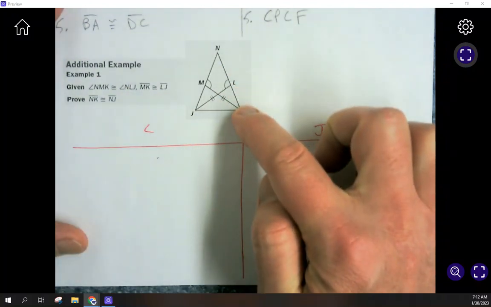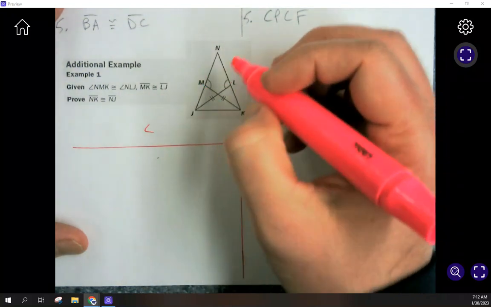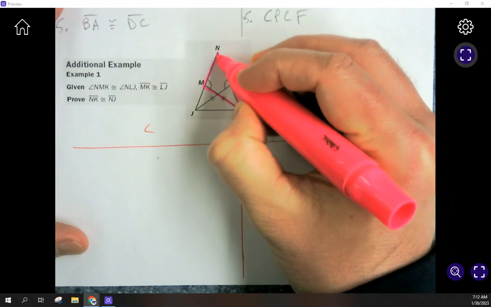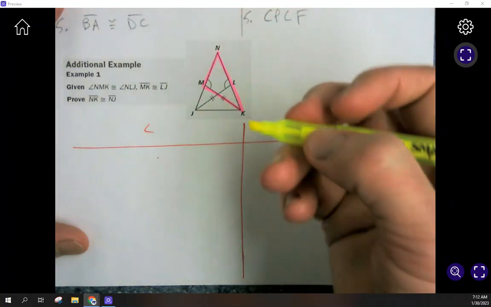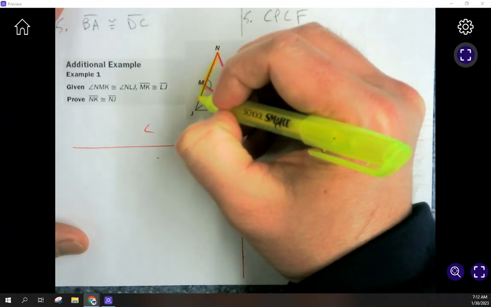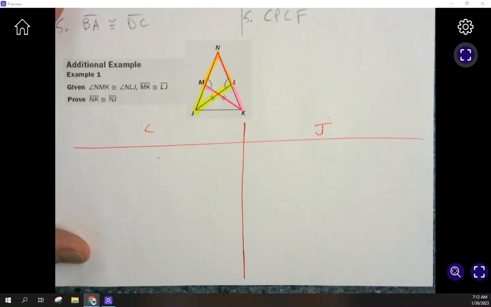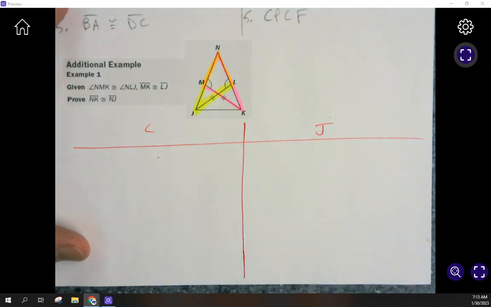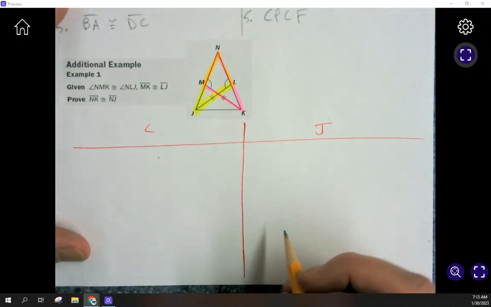So if you look at NK, it's the longer side of this triangle. I'm going to highlight it in pink. So you can see NK is the longer side of that. And this other triangle on the other side, I'm going to highlight here in yellow, has NJ. Okay, so if I can prove these two triangles congruent that I've just drawn here, I can then say that the corresponding parts are congruent as well.